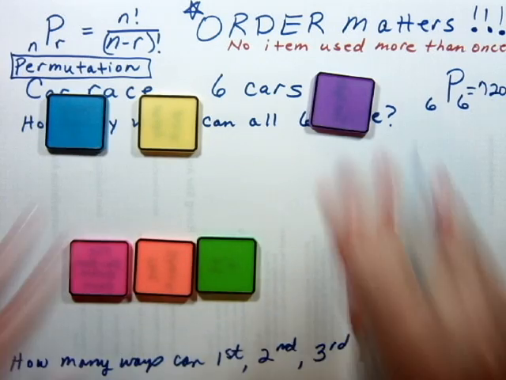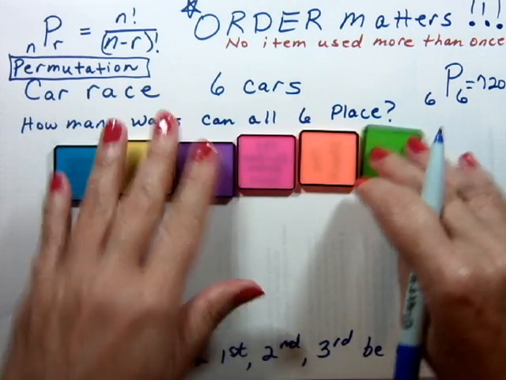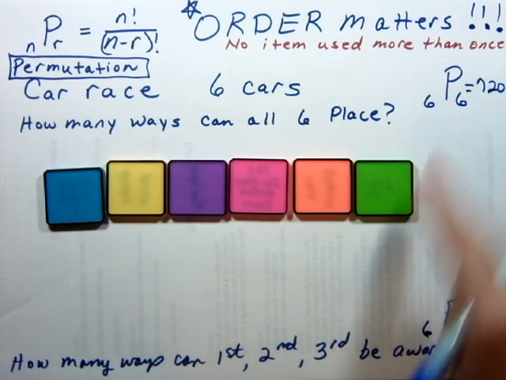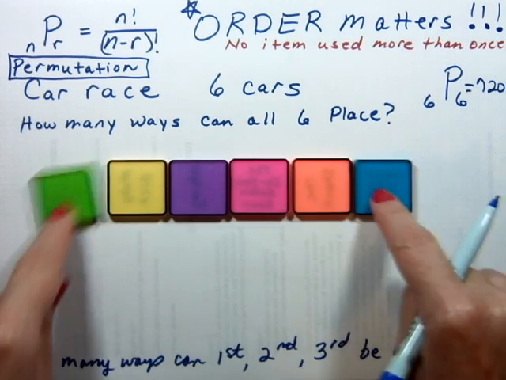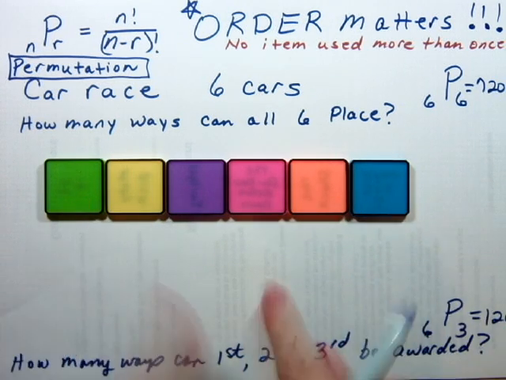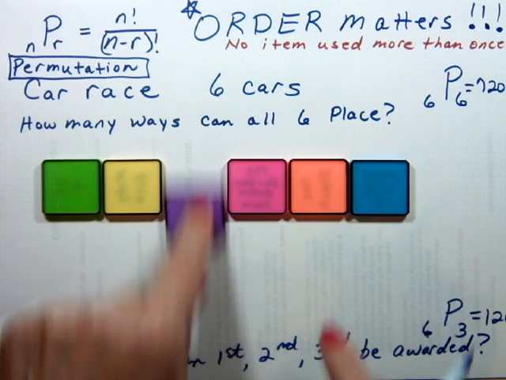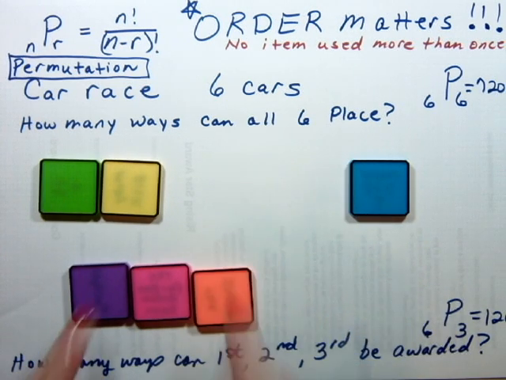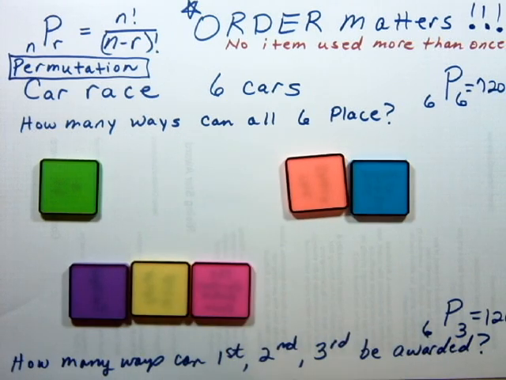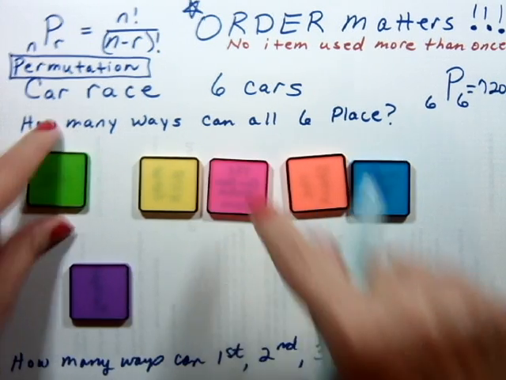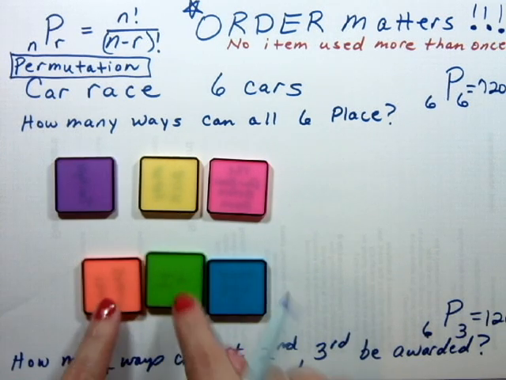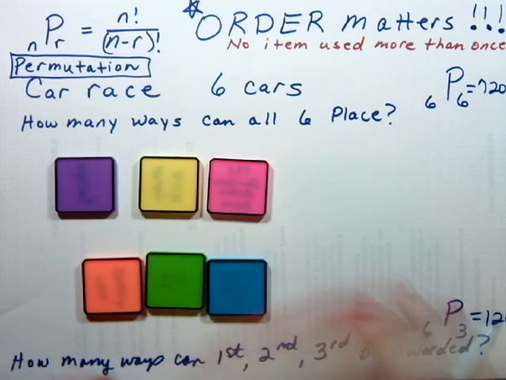I want you to see the difference between the first one, where I was finding out how many ways I could arrange all 6 of these, where order mattered, because that's different. And the second way I did this was I said, how many ways out of these 6 cars could they finish first, second, third? Purple first, pink, then orange. Or I could have had purple first, then yellow, then pink. Or purple first, then green, then blue. Or orange first, then green, then blue. And I want to find out how many of those there are.